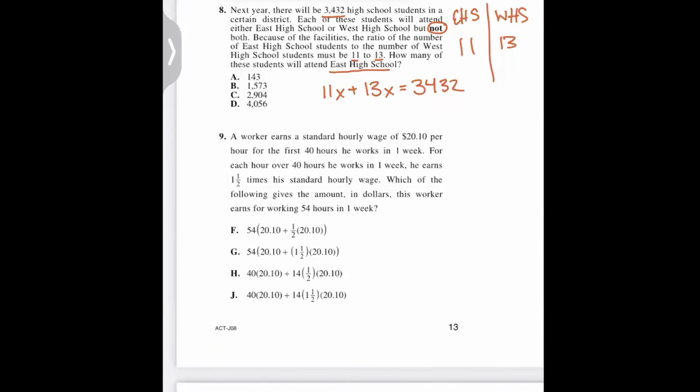11 plus 13 is 24. And then 3,432 divided by 24 is going to be 143, but you're not done yet. They have a little bit of a trap right here. Since you're looking for East High School, you have to plug it back into that 11x. So you go 11 times this number. That's going to be 1,573, and that's the answer. Some students haven't been able to eyeball it and just answer it, but I'd rather show the mathematics behind it if I can.